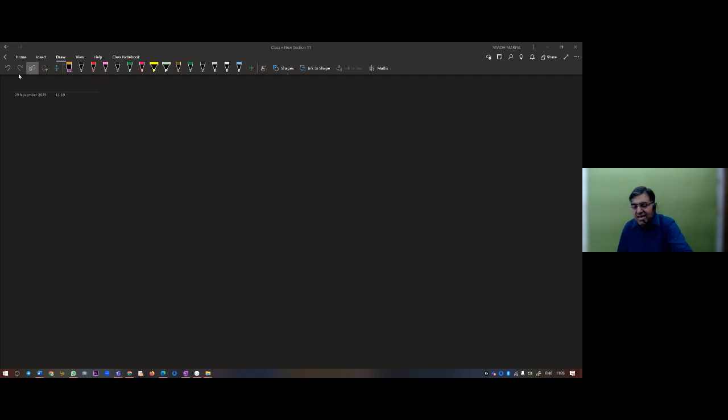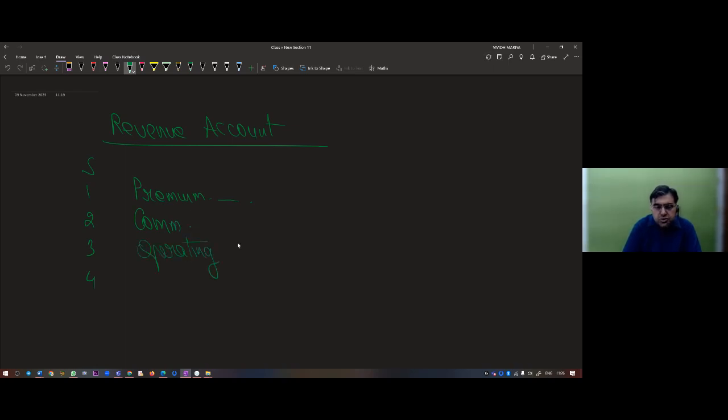So regarding life insurance, you have understood the revenue account. Schedule 1, 2, 3, 4. 1 is regarding premiums earned. Second is regarding commission. Third is operating expenses. Fourth is benefits paid. What benefits paid are, we'll discuss at the right point of time. But first of all, remember the data.